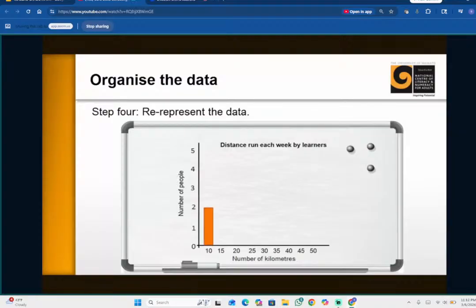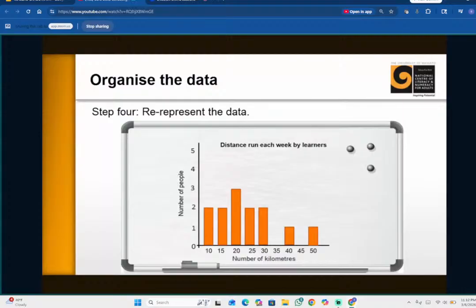How many people ran 10 kilometers? There were 2. How many ran 15? There were 2. 20, there were 3. And so on and so on. And you can see that nobody ran 35. 1 ran 40, 1 ran 50, and you might have a discussion about the findings of this data.